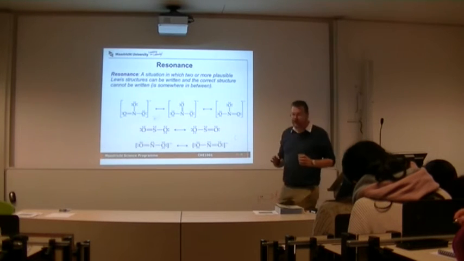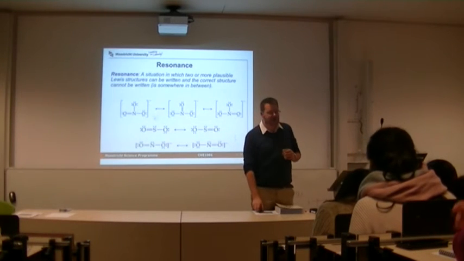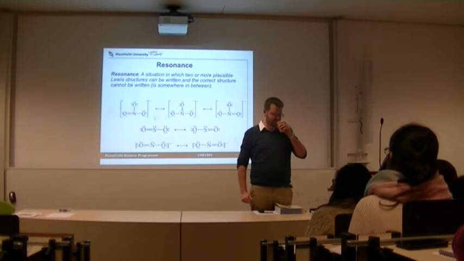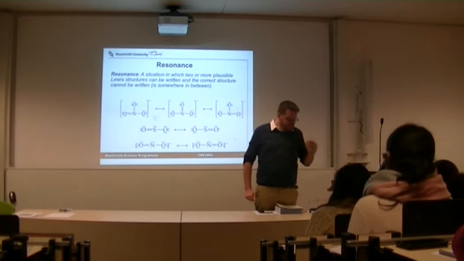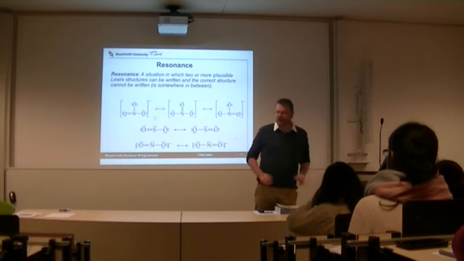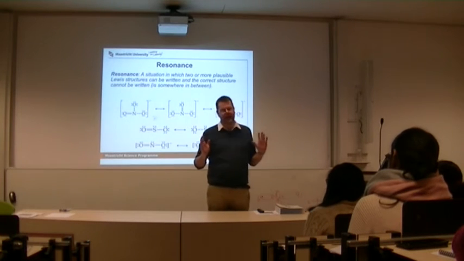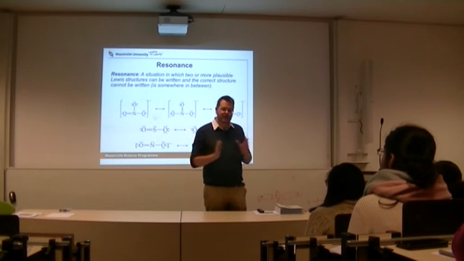Now the way to think about resonance structures, and this is very important because I think many students don't understand the notion of a resonance structure, is to think of orange paint. If I have orange paint and I paint it on a canvas, it's orange. But what is orange paint?